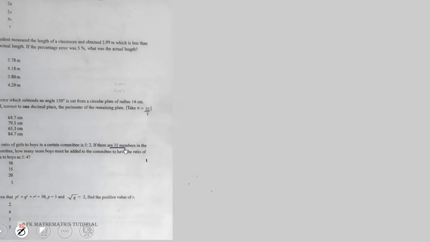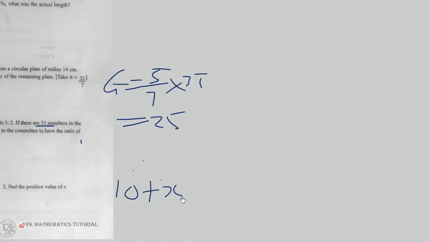So if there are 35 members on the committee, then the number of girls will be equal to 5 over the total ratio, which is 7, times 35, and that will give us 25. So it means the remaining number of people are 35 minus 25, which is 10. So the remaining are boys. So we want to add some number x to the boys.